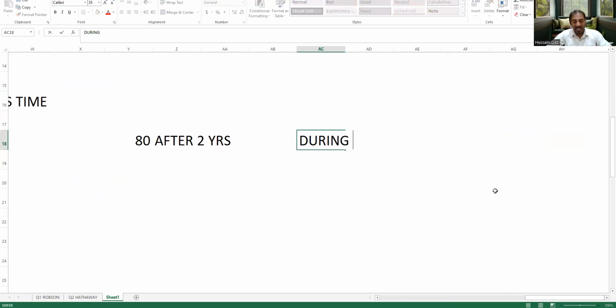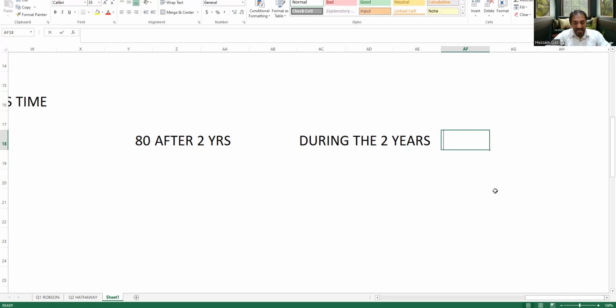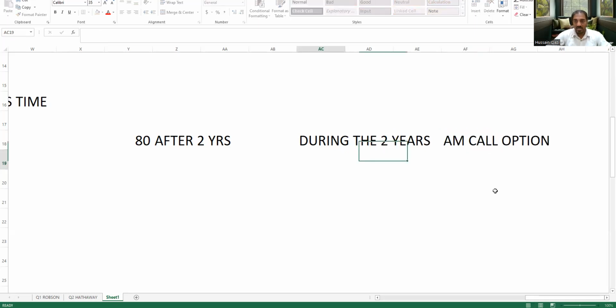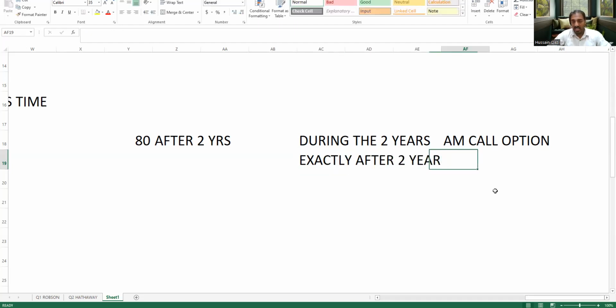If the option right is during the 2 years, this is called an American call option. And if it says exactly after 2 years, this is called a European call option.